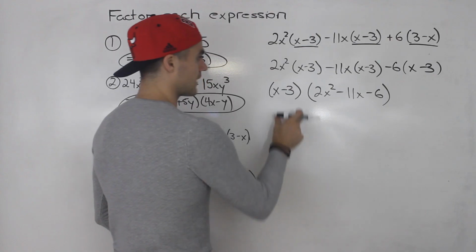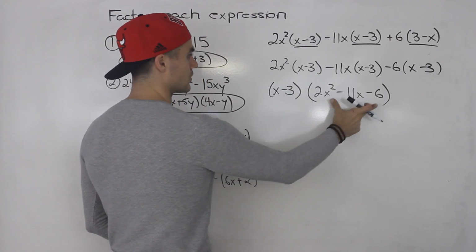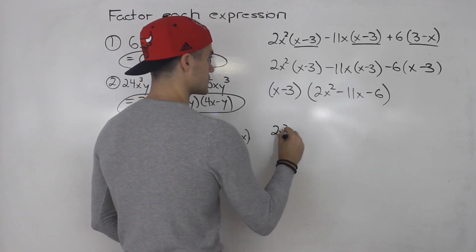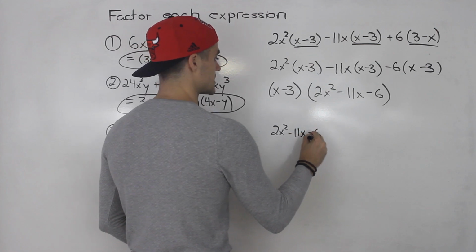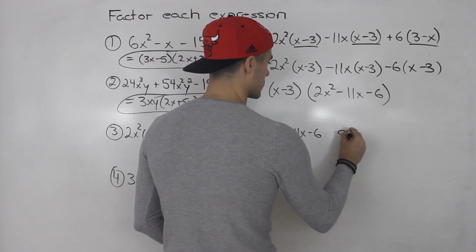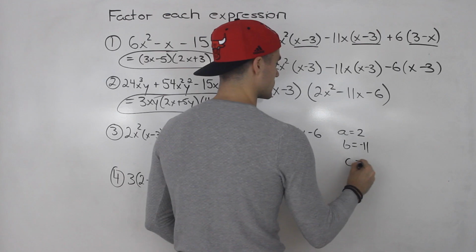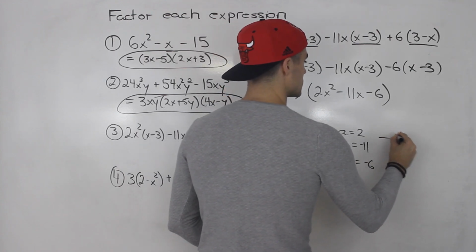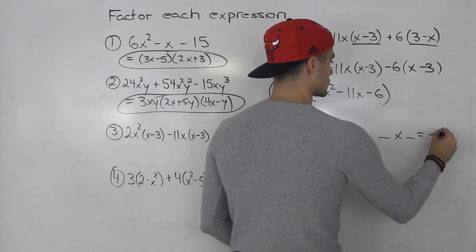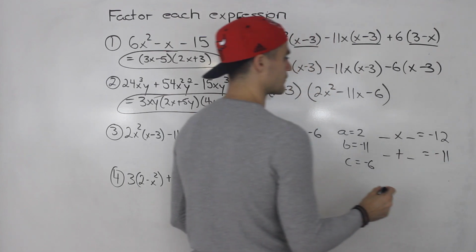So now we have these two brackets remaining, and we want to check if we could factor further. So notice we have this quadratic here. So I'm going to rewrite that down here, 2x squared minus 11x minus 6. You want to check if you could factor this. So we know the a value in this case is 2, the b value is negative 11, c value is negative 6. So you check for two numbers that multiply to a times c. 2 times negative 6 is negative 12, and then add up to the b value of negative 11.